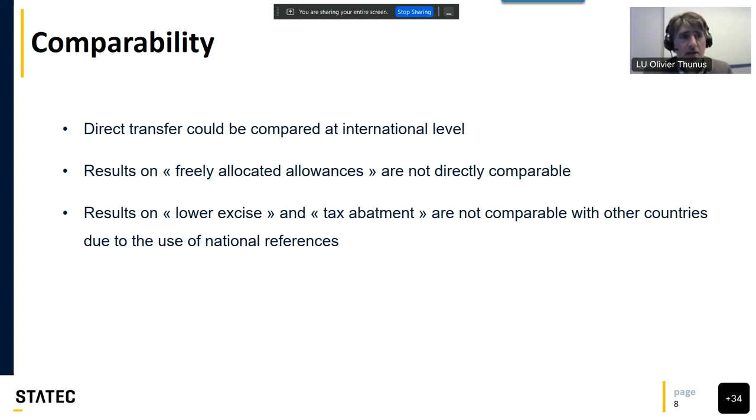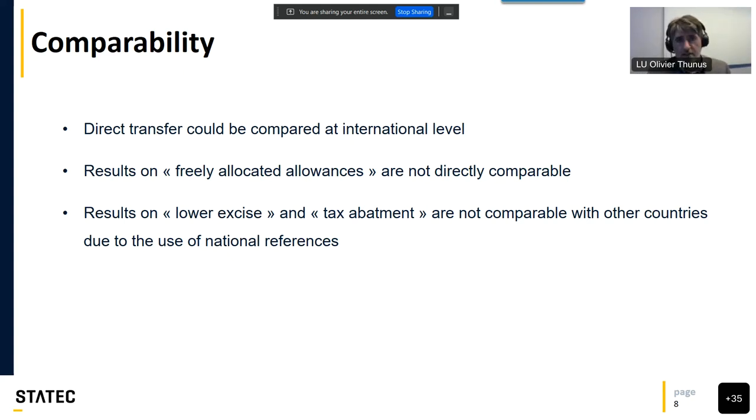Just for reflection, concerning explicit transfers, direct transfers from the budget, yes, certainly we could compare this at international level. But if we look at the freely allocated allowances, the total amount is not directly comparable because it's related to the number of companies who participate in this ETS market. For example, for Luxembourg, we have very few ETS companies, so certainly it's not comparable to another big country like France or Germany.